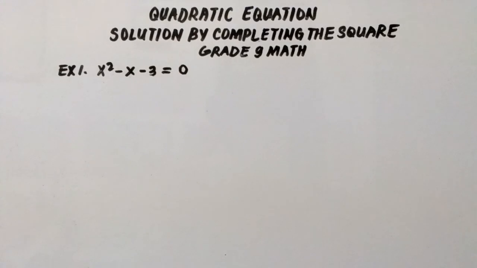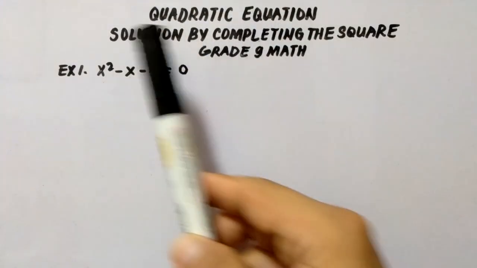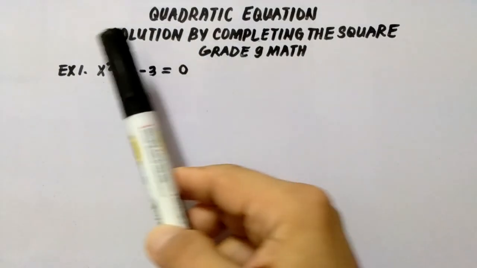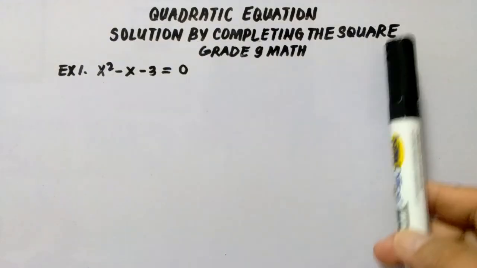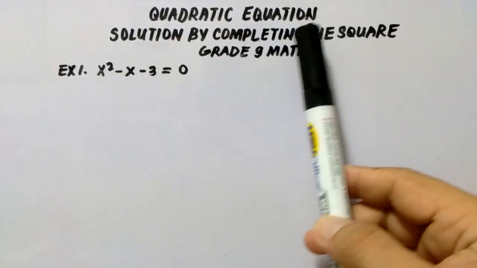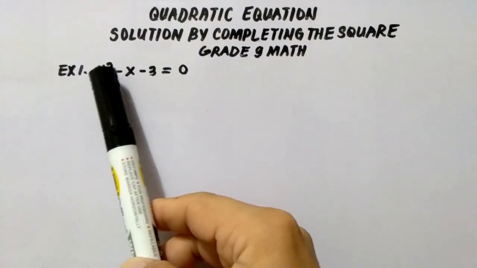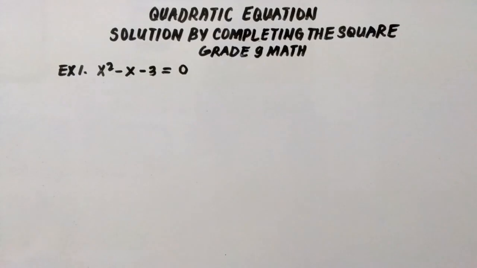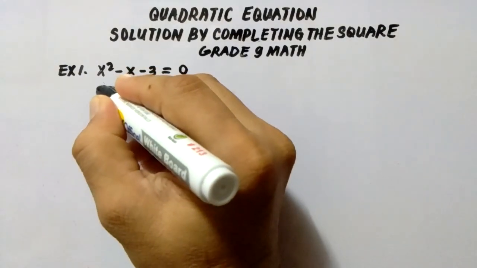So, ang pag-uusapan po natin for today is quadratic equation solution by completing the square, grade 9 math. So, we will apply a solution by completing the square to solve a quadratic equation. So, example number 1, x squared minus x minus 3 is equals to 0. Okay, so let's start the solution.